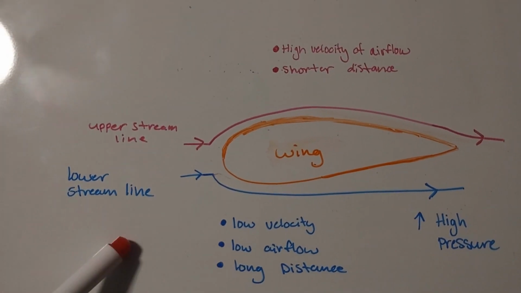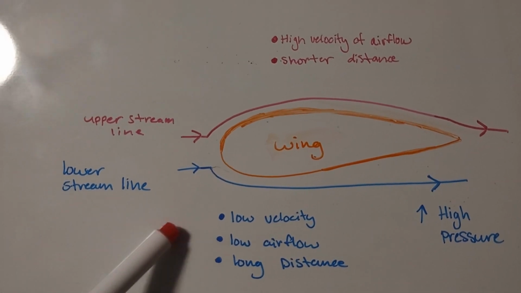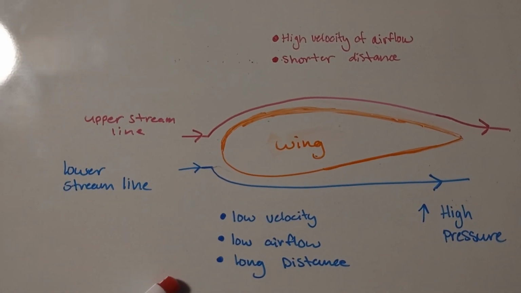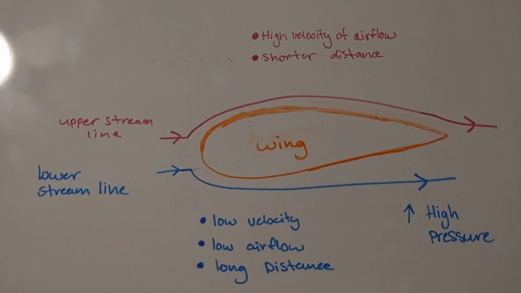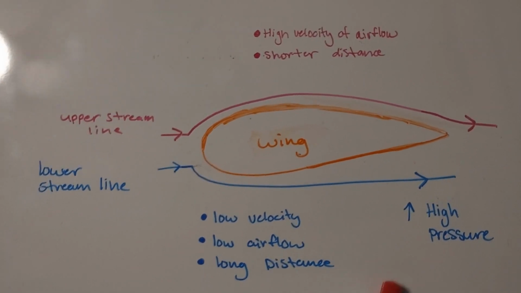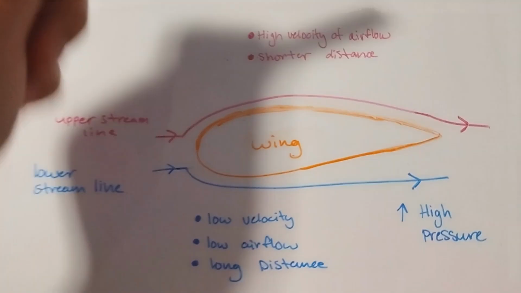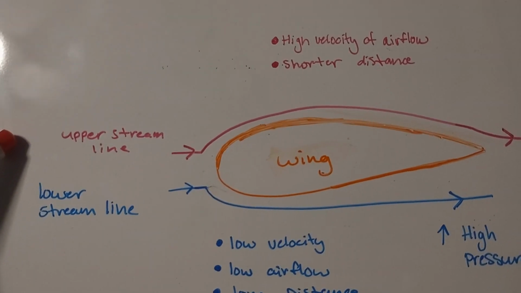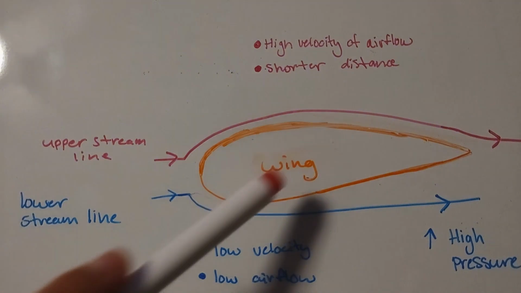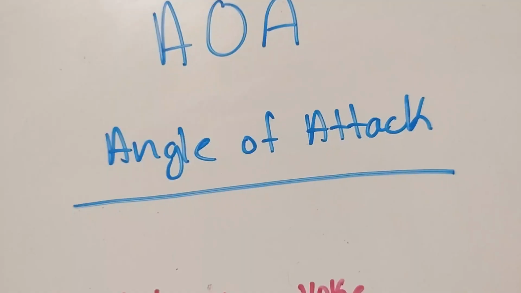So, let's start with the lower streamline. With the lower streamline, it's lower velocity, lower airflow, and it's a longer distance, as you could tell, just longer to travel. And then you have the high pressure, going on both sides actually. With the upper streamline, it's a higher velocity of airflow and it's a shorter distance.